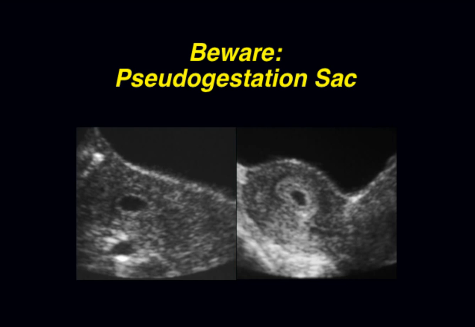Here are two patients. Both have similar-sized endometrial fluid collections. Both are pregnant. However, in the patient on the left, the fluid collection is surrounded by a single rim of bright echoes. In the patient on the right, the fluid collection is surrounded by two discrete rims of bright echoes, the double sac sign. Therefore, we can identify this as an intrauterine pregnancy. We cannot identify this as an intrauterine pregnancy, and well, we should not, because this patient had an ectopic pregnancy.